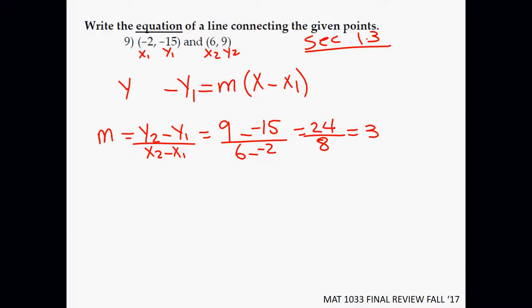You can pick any point you like to use, either the first one or the second one. I'm going to use 6 and 9. Looks easier. So I'm just plugging it in this formula. So you get y minus 9 equals 3, which is the slope, times x minus x1, which is 6.